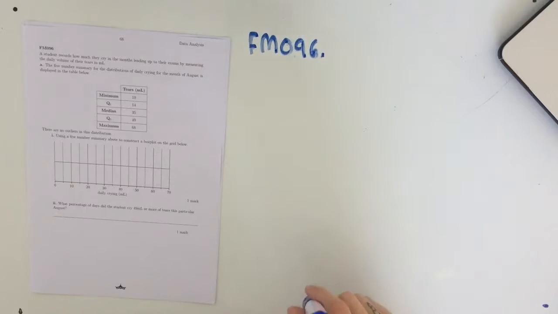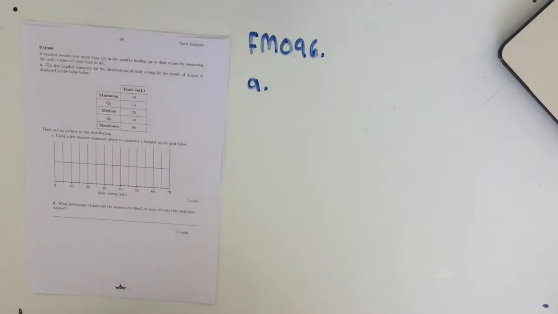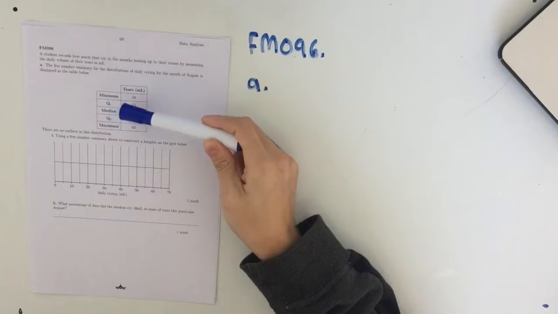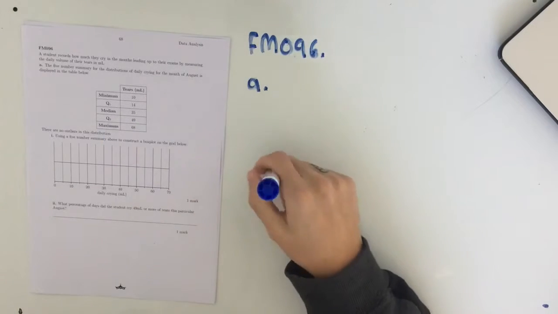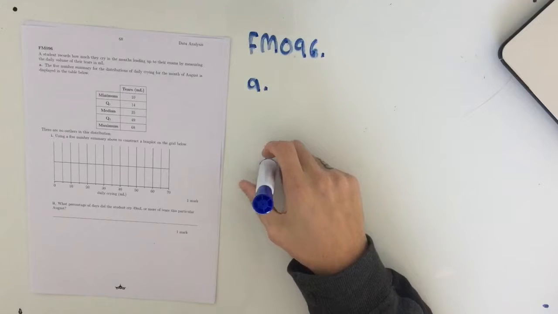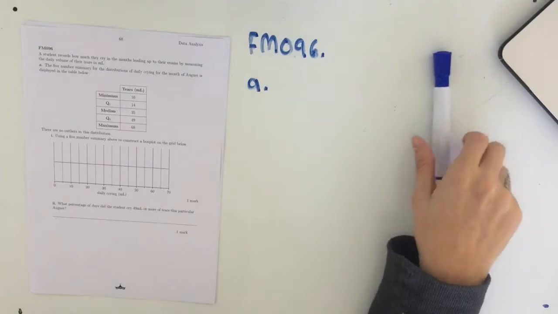Jumping straight in, this says a student records how much they cry in the months leading up to their exams by measuring the daily volume of their tears in milliliters. So A says the 5-number summary for the distributions of daily crying for the month of August is displayed in the table below. So we have this table down here that's showing us the minimum, first quartile, median, third quartile, and the maximum. We then have this little statement here: there are no outliers in this distribution. Using the 5-number summary above, construct a box plot on the grid below.